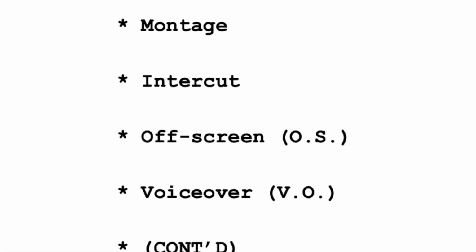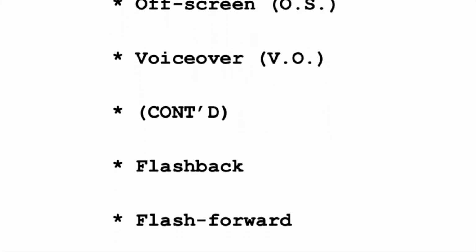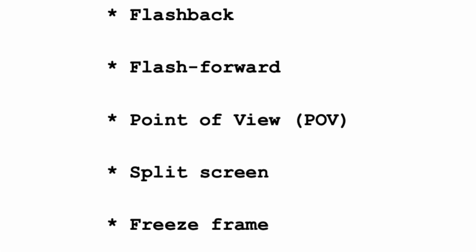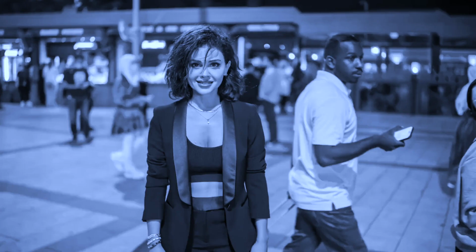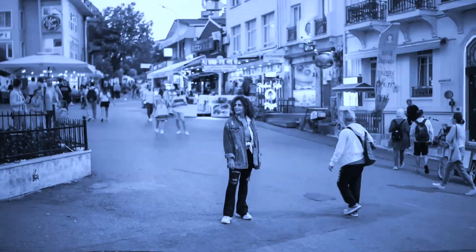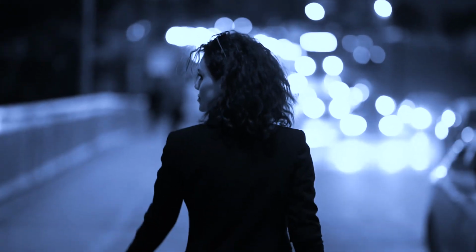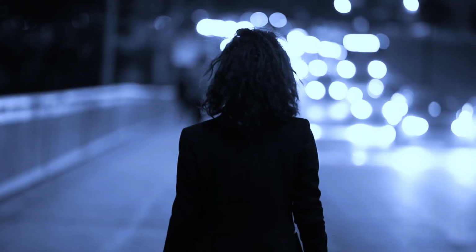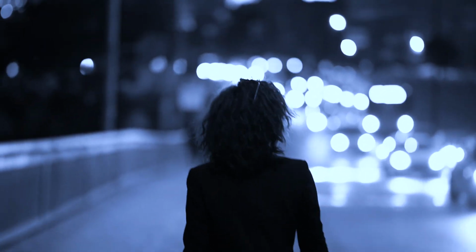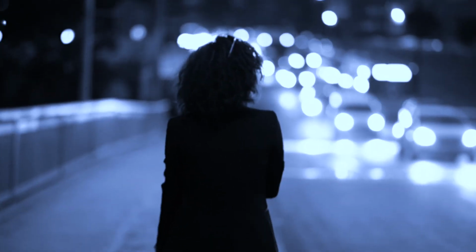Now let's cover some fundamental terms for screenplay writing. These are important words you should understand to format your screenplay correctly. Montage. Montage is a series of quick shots or scenes presented together to compress time, convey information, or evoke emotions, often set to music.